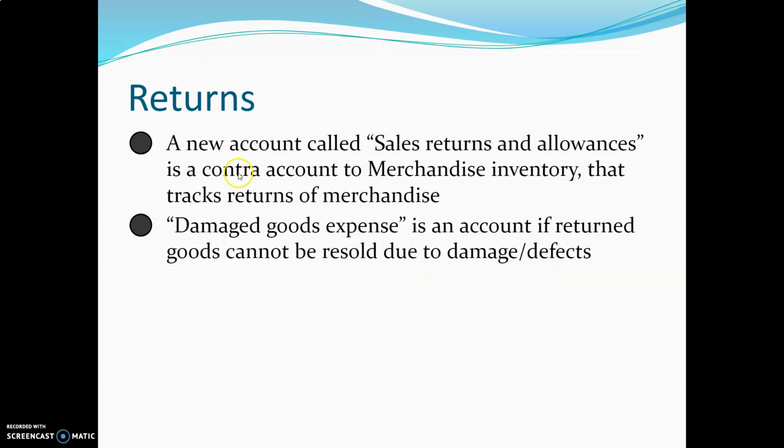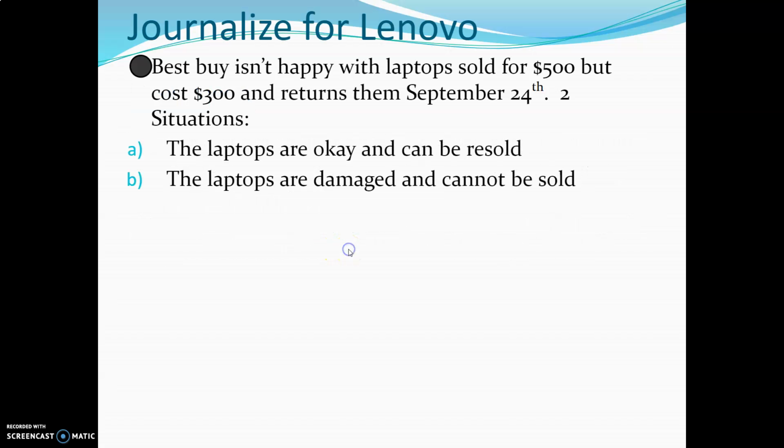Damaged goods expense is an account if returned goods cannot be resold due to damages or defects. So there will be 2 situations coming up when we end up having returns. One will be returns that are okay to be resold, in which case we're just basically reversing our entries. And then there's the second one here where the damaged goods, well, they're not going to end up going back into inventory. We just end up writing them off as an expense.